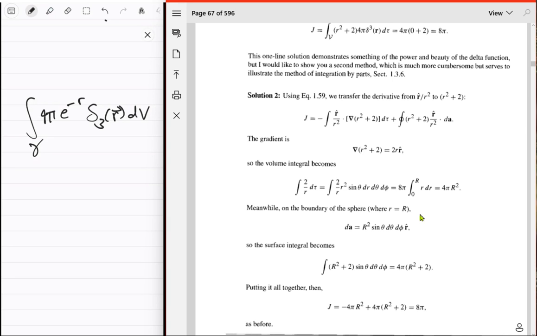Putting it all together, then 4. I get that. So the area element you actually told us, you also have the volume element over there actually. 4 pi R squared. Fine. We just want the volume integral, sure.